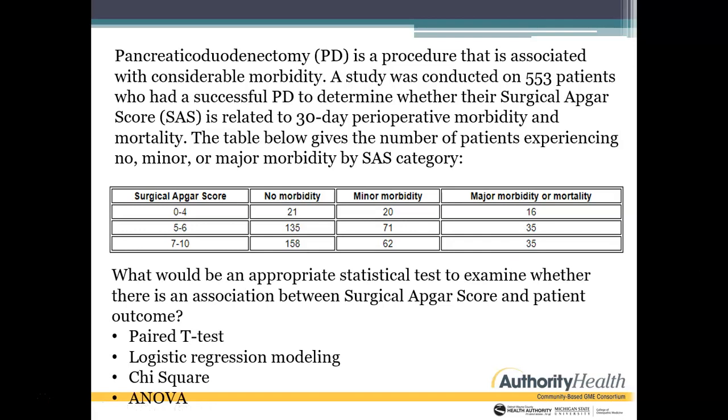What would be an appropriate statistical test to examine whether there is an association between surgical APGAR score and patient outcome? All right, so we have 3 categories of scores and we have 3 categories of outcomes. So what are we looking at? We're looking at chi-squared. Remember, chi-squared compares categorical proportions.